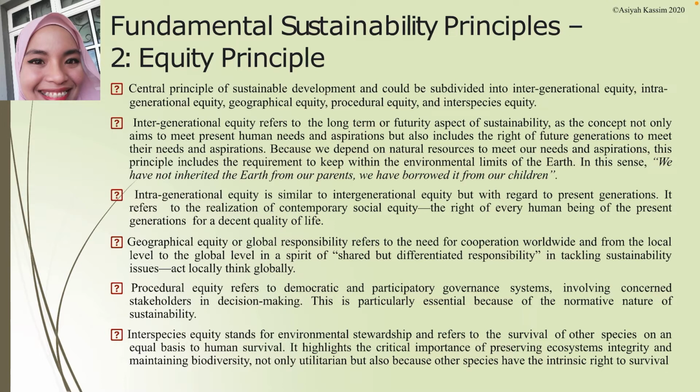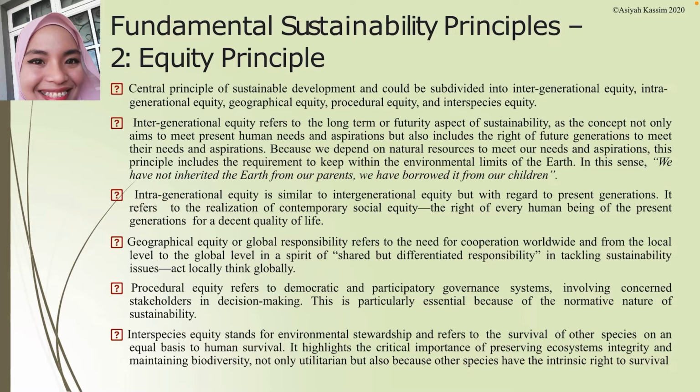So it refers to the realization of contemporary social equality, whereby the right of human beings of the present generation is for a decent quality of life. So inilah kita kata dengan equality. Number 3, moving on, kita nak tengok geographical equity or known as global responsibility.